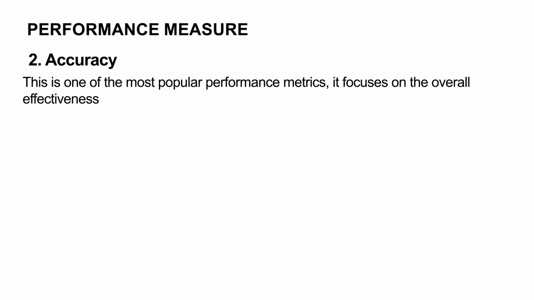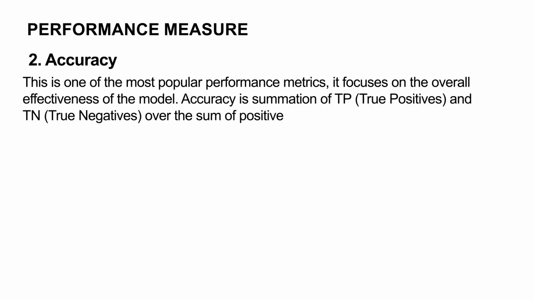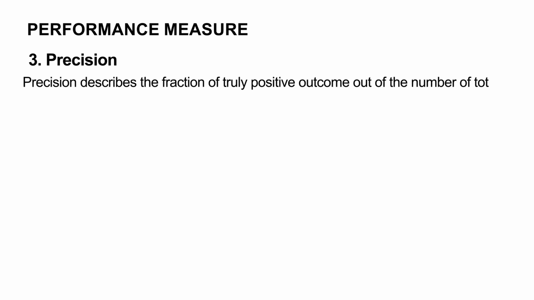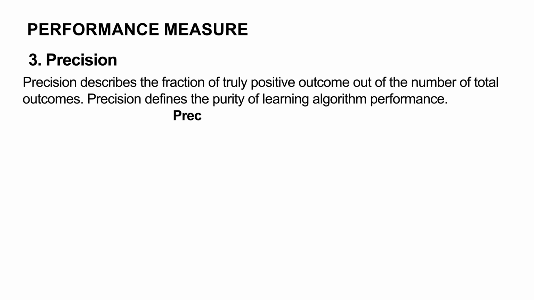Second, accuracy. This is one of the most popular performance metrics. It focuses on the overall effectiveness of the model. Accuracy is the summation of TP, true positives, and TN, true negatives, over the sum of positive and negative examples, as computed by the equation below. Accuracy equals TP plus TN divided by P plus N. Third, precision. Precision describes the fraction of truly positive outcomes out of the number of total predicted positive outcomes. Precision defines the purity of learning algorithm performance. Precision equals TP divided by TP plus FP.